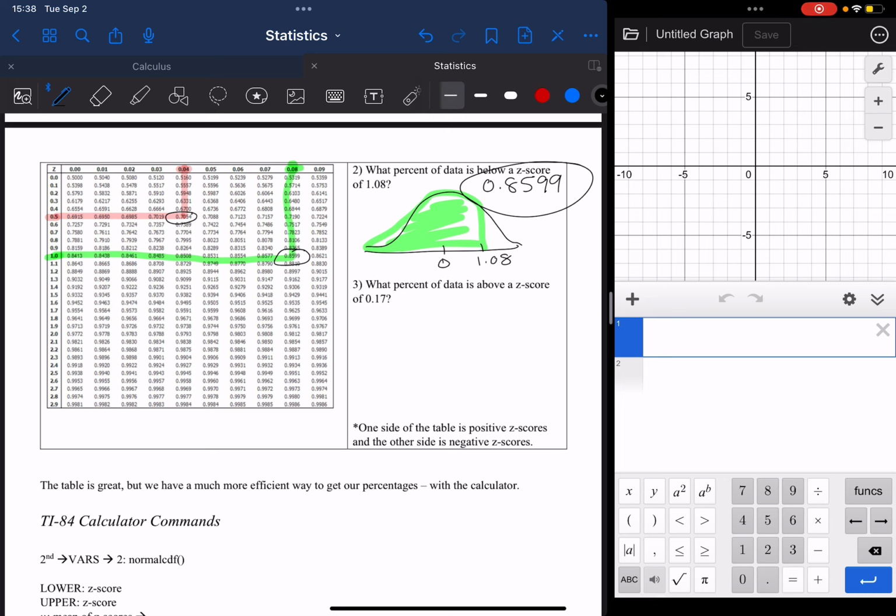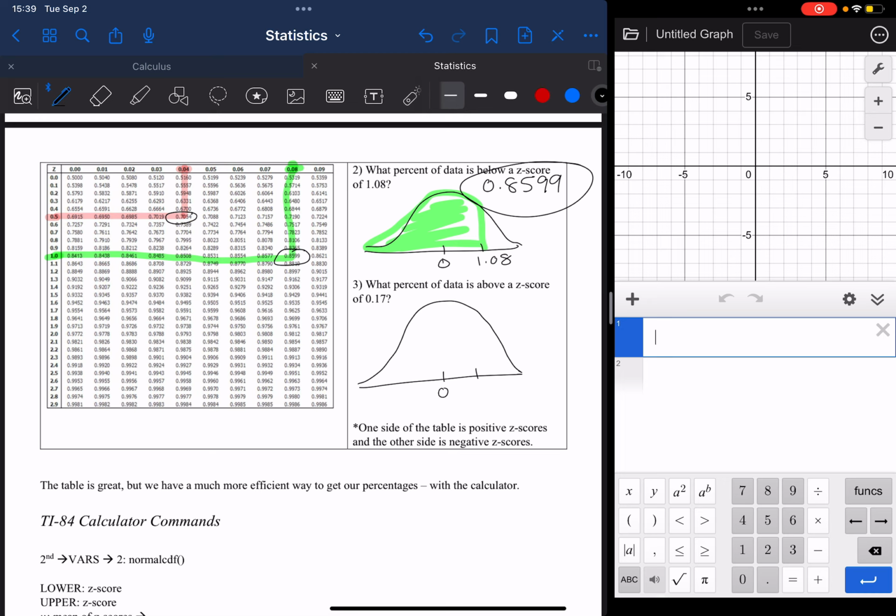Okay. Notice we're able to get a more accurate description of that percentage versus using the empirical rule where we only had the percentages broken down so far. So we only had the 68%, the 95%, and the 99.7%. Okay. Now, this one is asking what percent of data is above a z-score of 0.17.